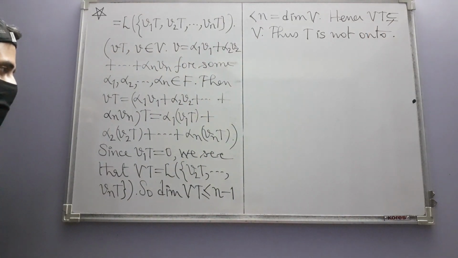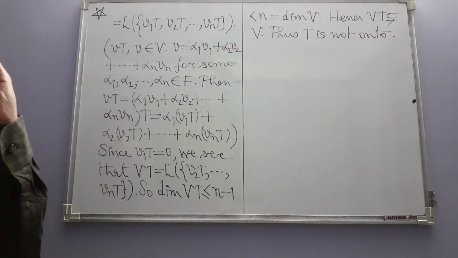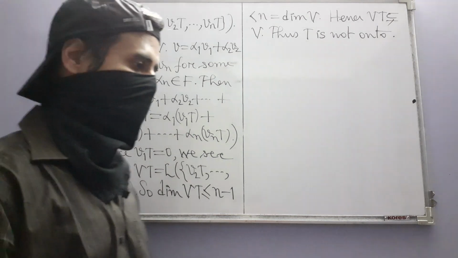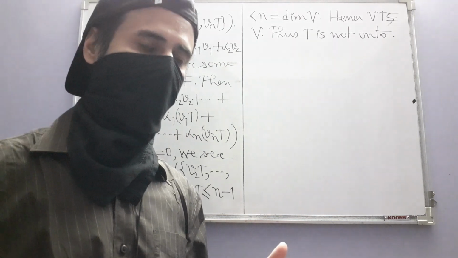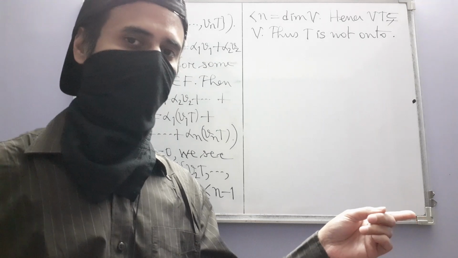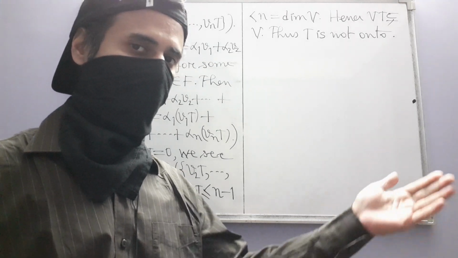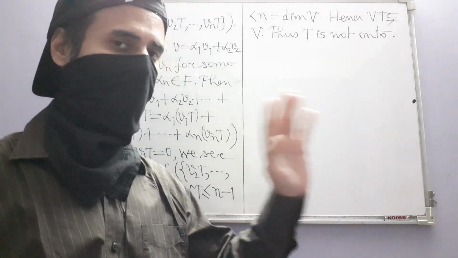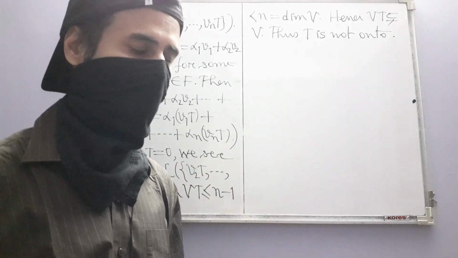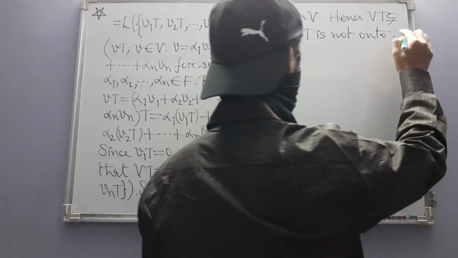And this is in fact the contrapositive of the converse, because we have proved that if T is not regular, then T is not onto. Or in other words, if T is onto, then it has to be regular. That was the converse. So this completes the proof.